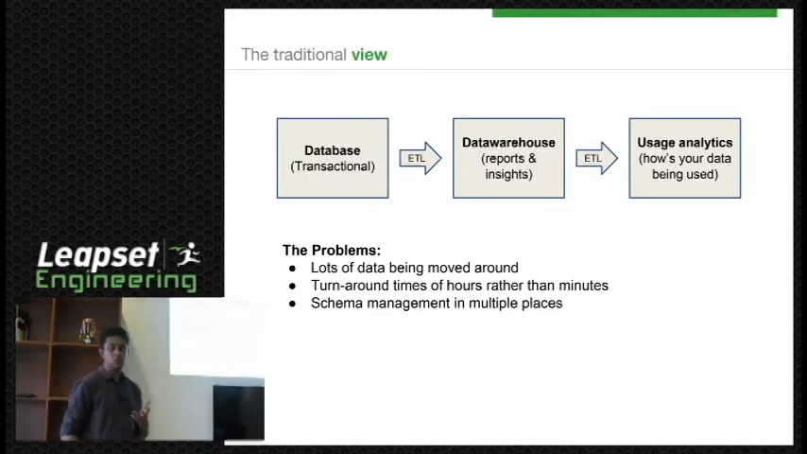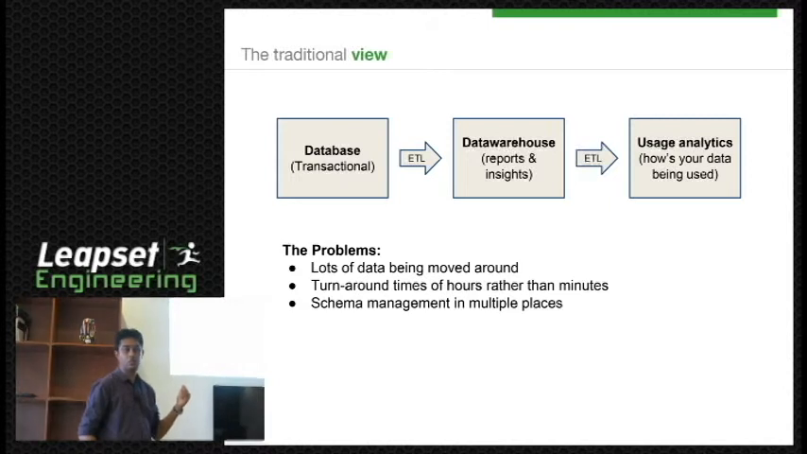And schema management. You have to have a schema with these databases, right? You have to prepare a schema for your transactional database. You have to have a schema for your data warehouse, a bit of an unnormalized sort of schema in your data warehouse, right? So schema management is somewhat difficult.